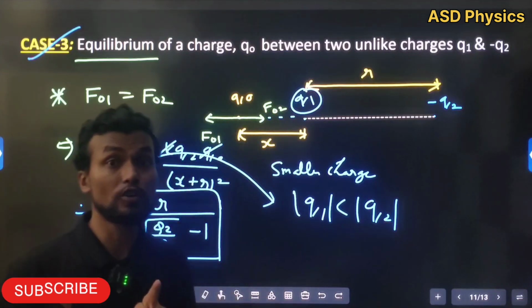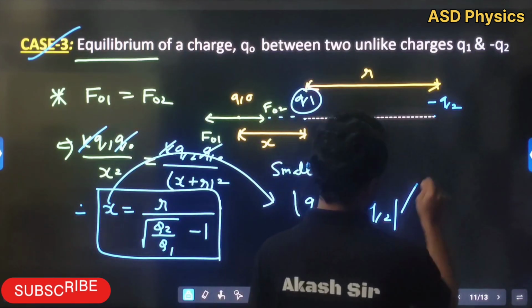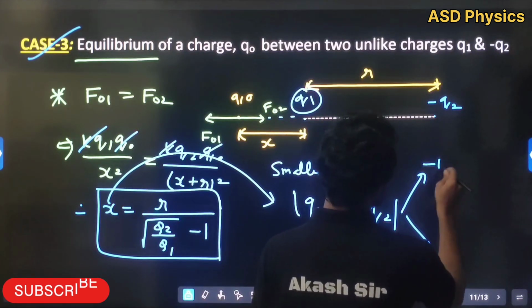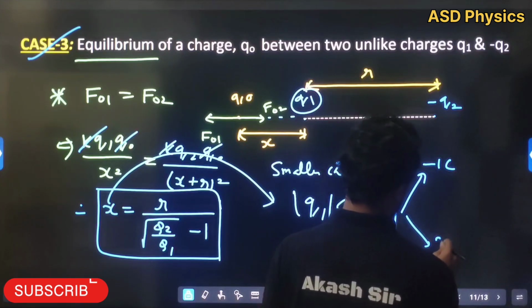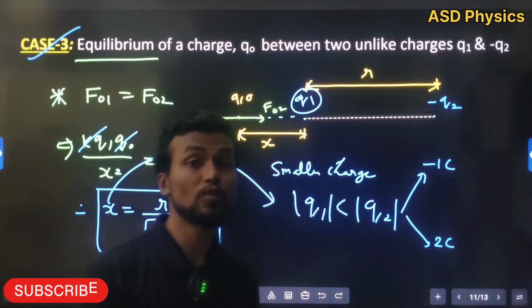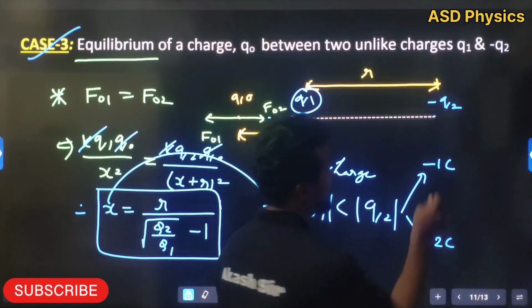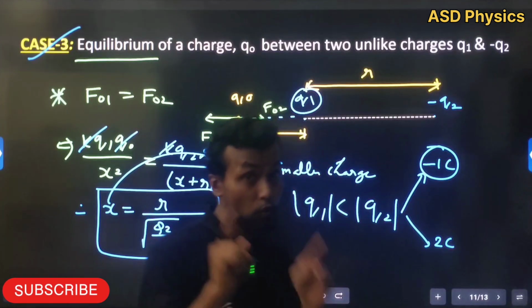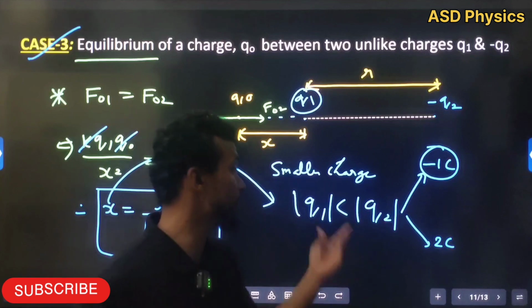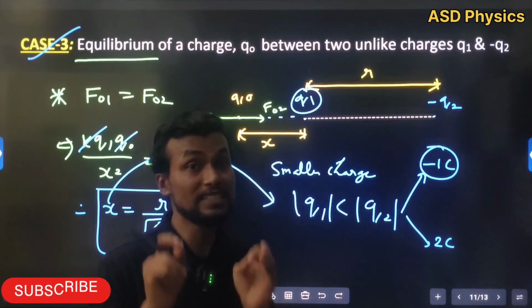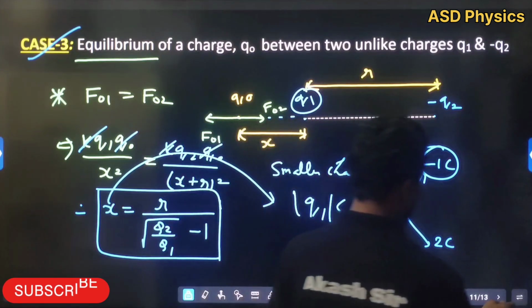Now, the magnitude of the charges. For example, I have given charge minus 1 coulomb and 2 coulomb. Which charge is the smaller? Magnitude wise, you have to just see the magnitude. Minus 1 and 2, which one is smaller? This minus 1 is smaller here. Okay, 1 is smaller than 2, only the magnitude. Please remember that very well. Okay, students.